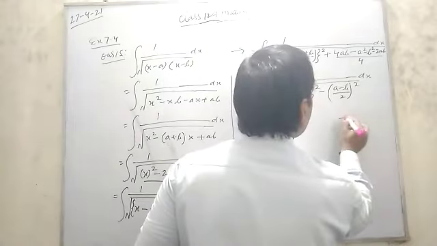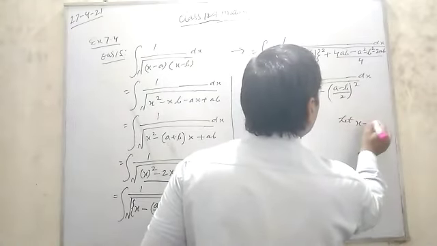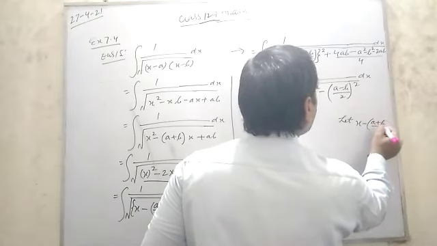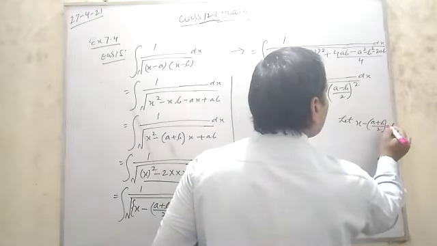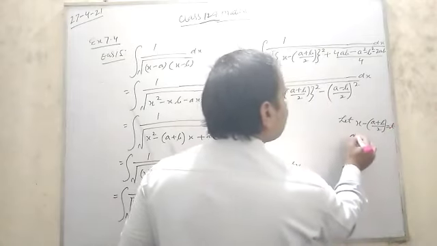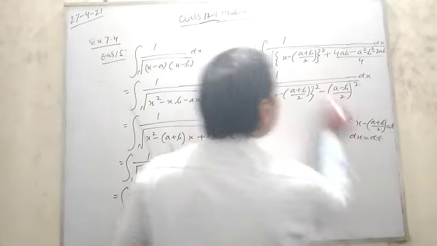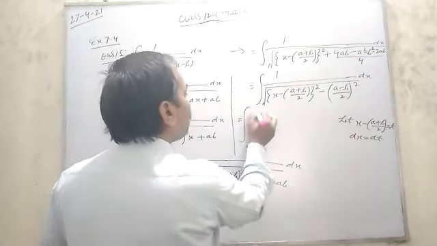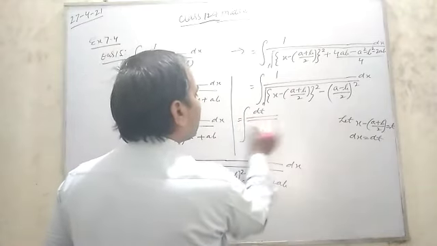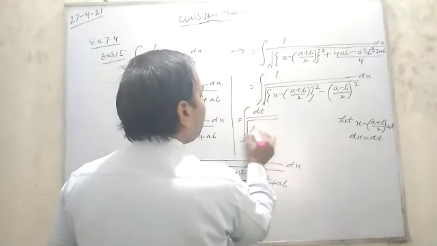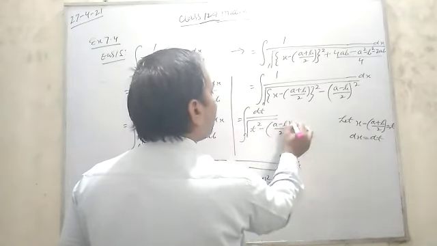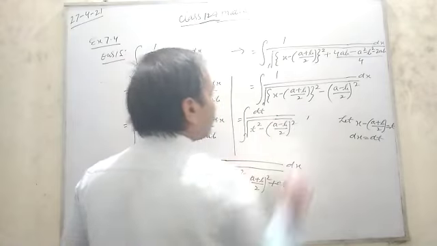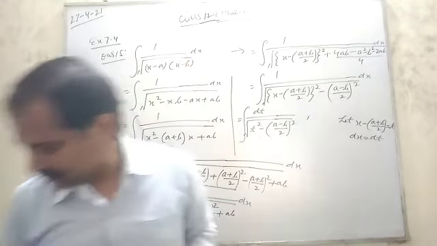So here suppose let x minus (a plus b) by 2 equal to t. Clear? Then differentiate it. So dx equal to dt. Put here, so dt upon under root t square minus ((a minus b) by 2) whole square. Okay. Then I apply the formula.